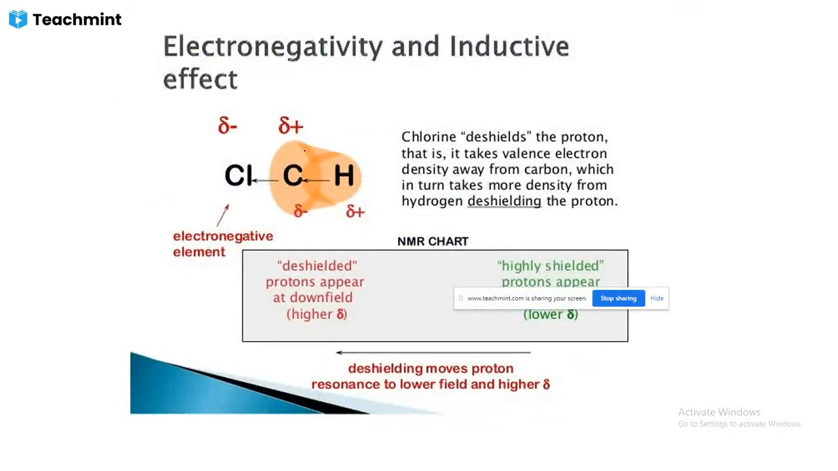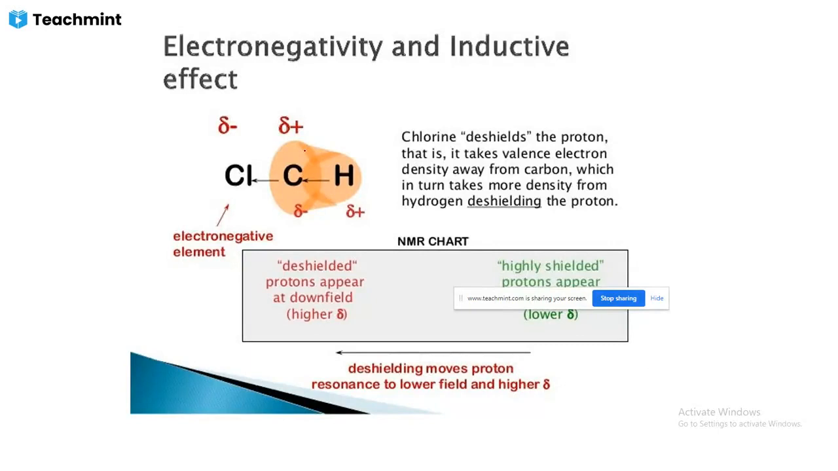So next is the electronegativity and the inductive effect. How does it affect the chemical shift values? Here an example is given of HCl. Electronegative chlorine is attached with the carbon. So chlorine is de-shielded, okay, and it takes valence electron density away from the carbon, which in turn takes more density from hydrogen, meaning that it is de-shielding the protons.